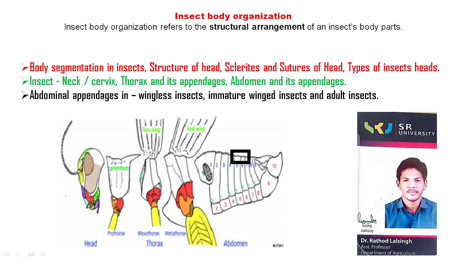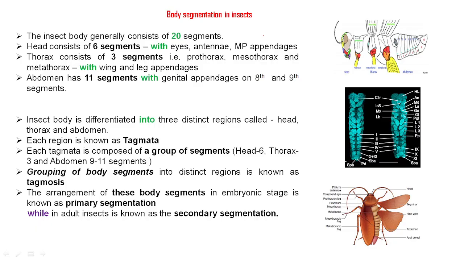In this session, we are going to discuss insect body organization. Insect body organization refers to the structural arrangement of an insect's body parts. See here body segmentation in insect.